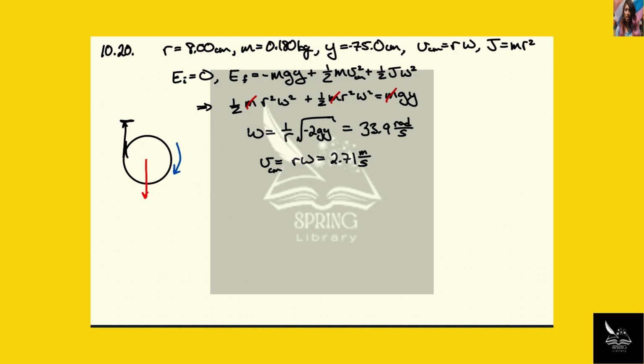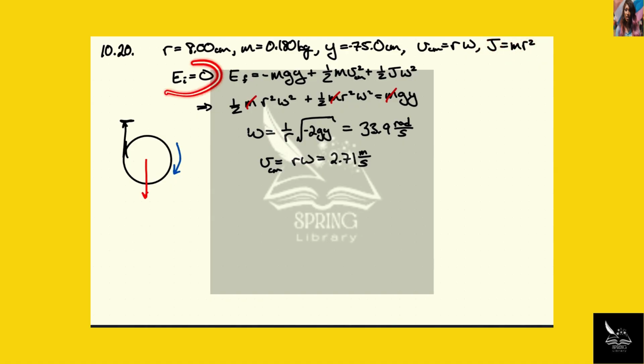I'm going to say positive is in the y direction. Positive is up, so it's going to fall 75 centimeters, so y is minus 75 centimeters. The velocity of the center of mass of the hoop, because there's no slipping between the rope and the hoop, is just r times omega. So then we know for a hoop, J equals mr squared. So the mass moment is mr squared.